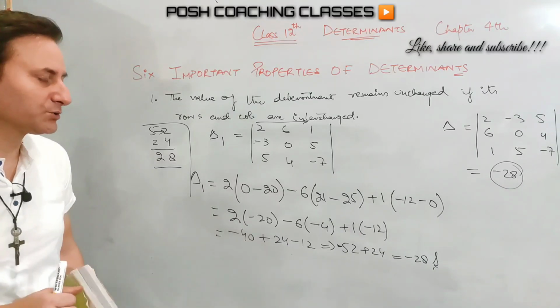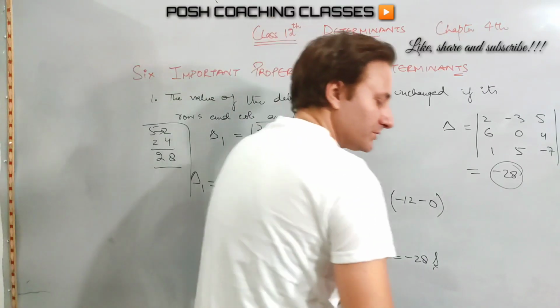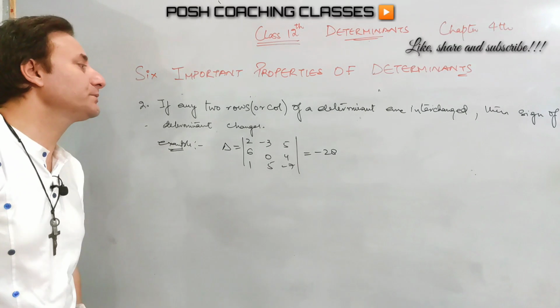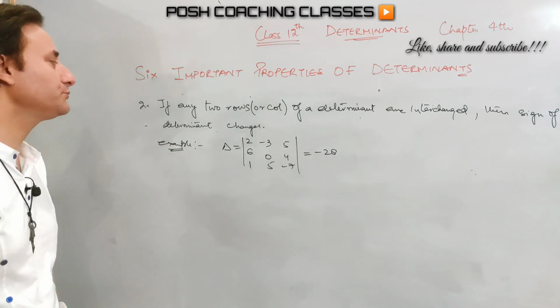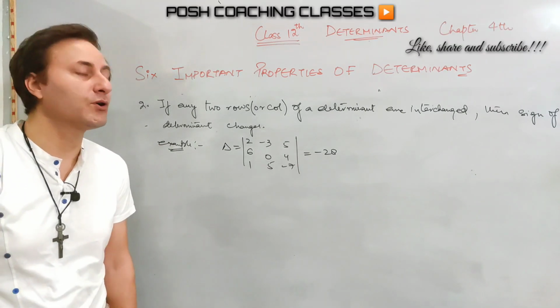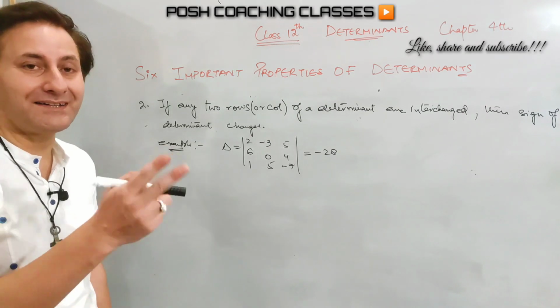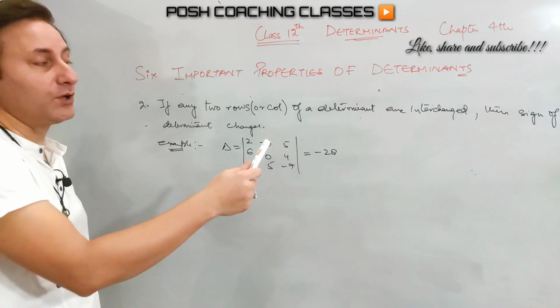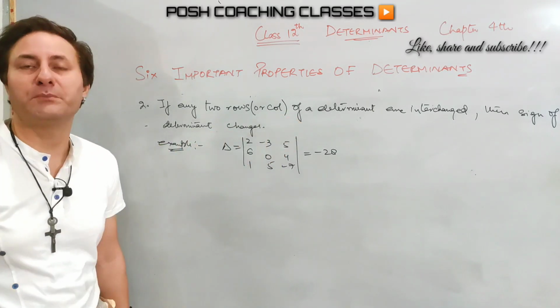So I hope you got this one. Now let's move to the second property. All right guys, so this is property number 2, and property number 2 says if any two rows or columns of a determinant are interchanged, so we are talking about two rows, or even the columns, then the sign of the determinant changes.